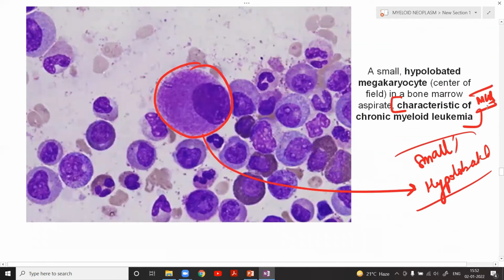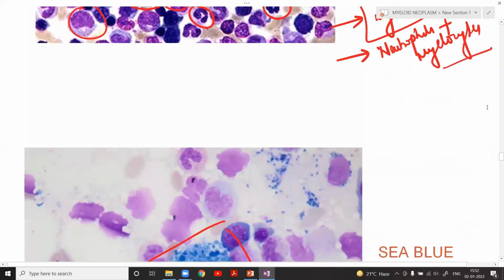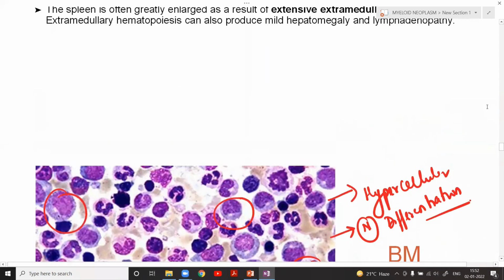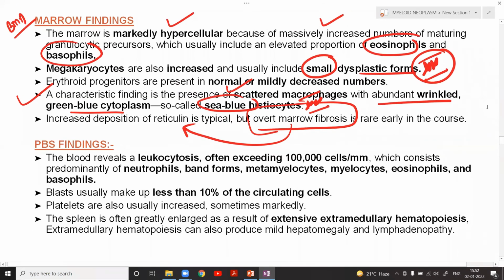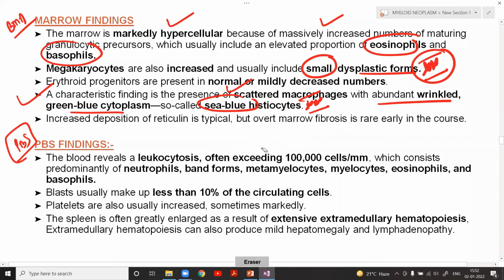So this is all about your bone marrow picture, and I hope the bone marrow picture is clear to everyone. I have shown you everything. Now, what about the peripheral blood smear? PBS is very, very important. Why is it important? Because the PBS comes in your exam and you have to draw a PBS in the exam. I will show you one image of the same.